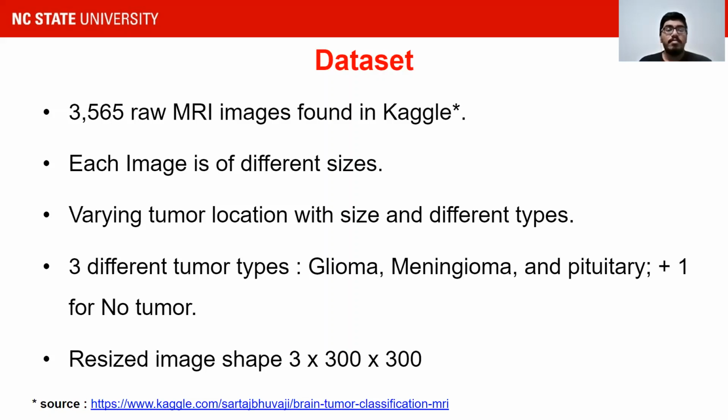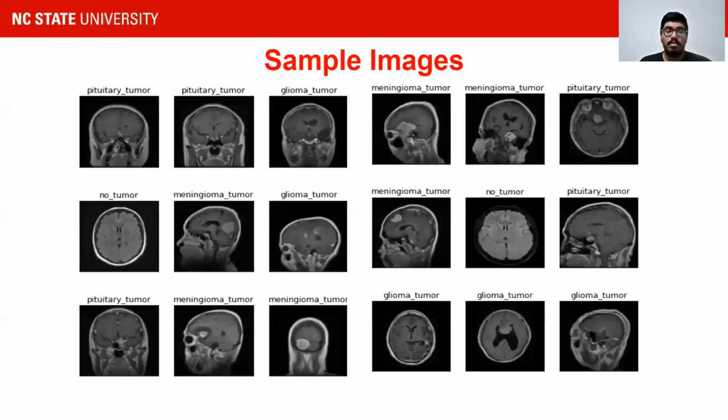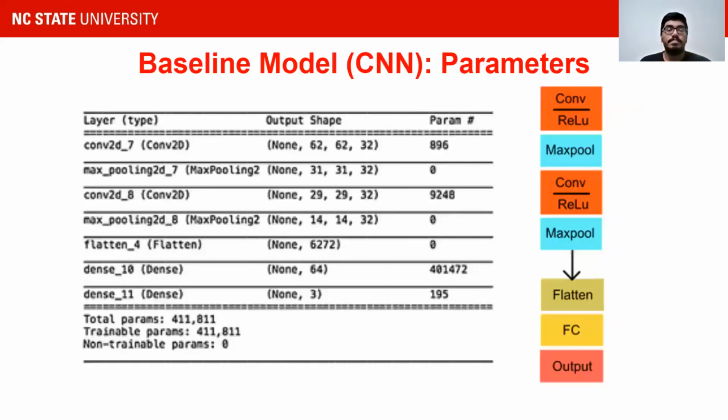We got a dataset from Kaggle, and this dataset contains 3,565 raw images with tumors in different locations of the brain. The dataset is broadly classified into four categories: glioma, meningioma, pituitary, and no tumor. Each image is of varying sizes, and we reshaped it into three channels with dimension 300 by 300. Now we look at some of the sample images randomly chosen from the dataset. As you can see, the images are labeled as the four categories mentioned before.